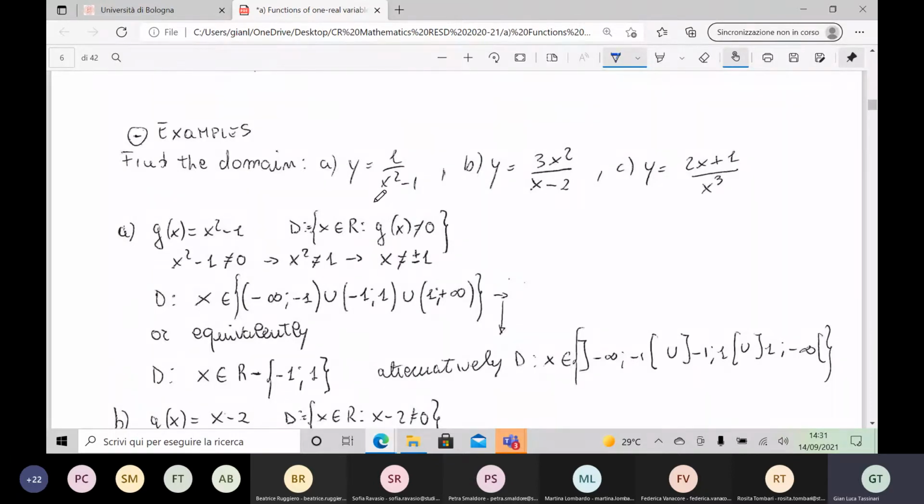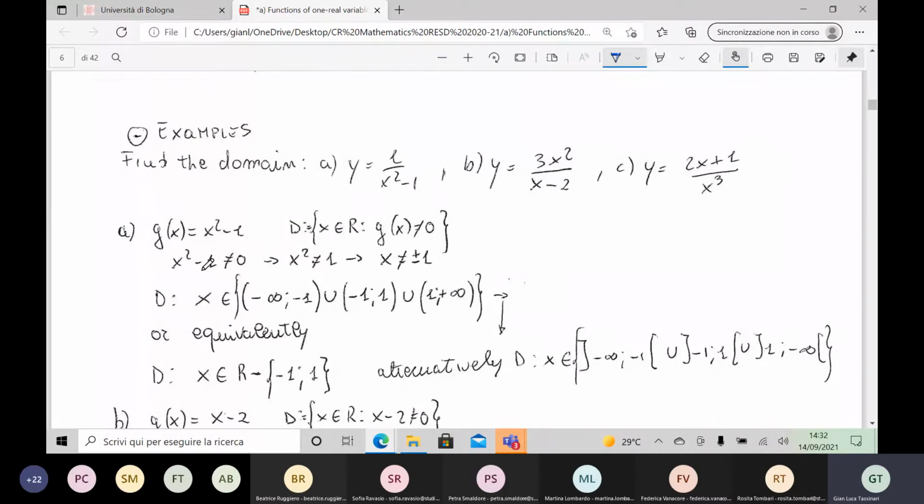Obviously, you don't have to write it. I wrote it only for explanation, to be consistent with the notation I used previously. But you can do it immediately. You have simply to put the denominator different from 0. So put the denominator that is g of x different from 0. So you get x squared minus 1 different from 0, which implies x squared different from 1, which implies x different from plus and minus 1.